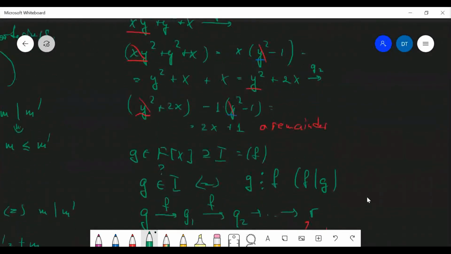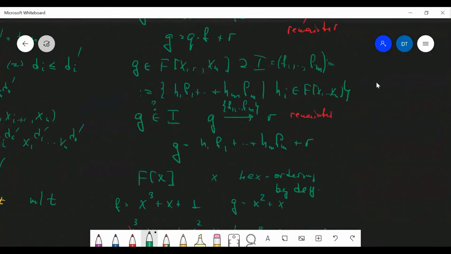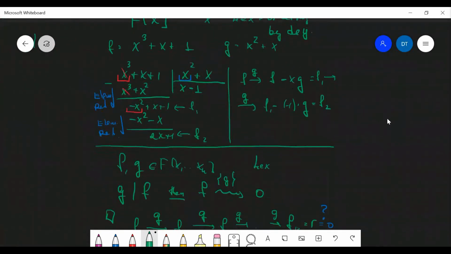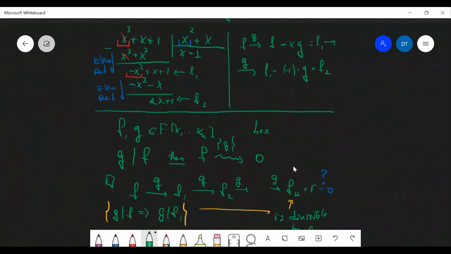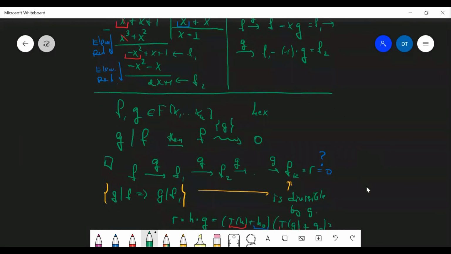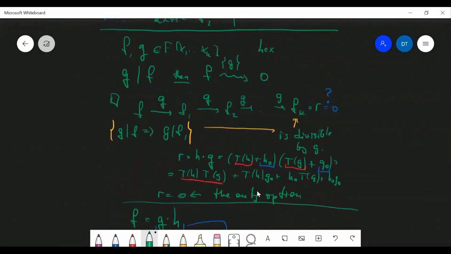Okay, but why do we need this fact? Which one? It's the last one. This one? I mean, where R is equal to h1 f1 plus h2 f2 and so on. Oh, okay. So let me go through the proof again.